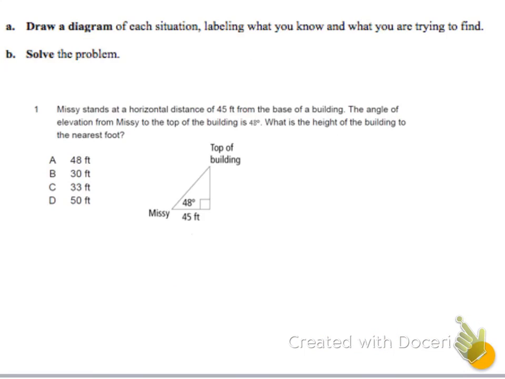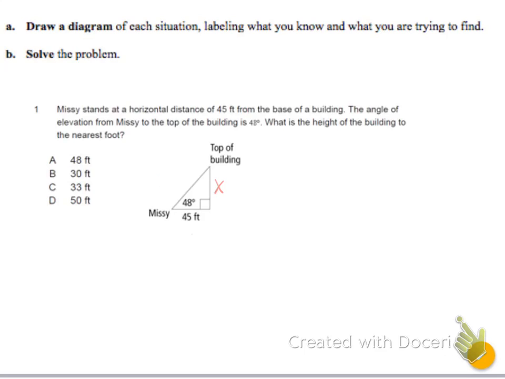Okay. Draw a diagram of each situation, labeling what you know and what you're trying to find. Solve the problem. Missy stands at a horizontal distance of 45 feet from the base of a building. The angle of elevation from Missy to the top of the building is 48 degrees. What is the height of the building to the nearest foot? So we want to know the height of this building, if that's the top of the building.